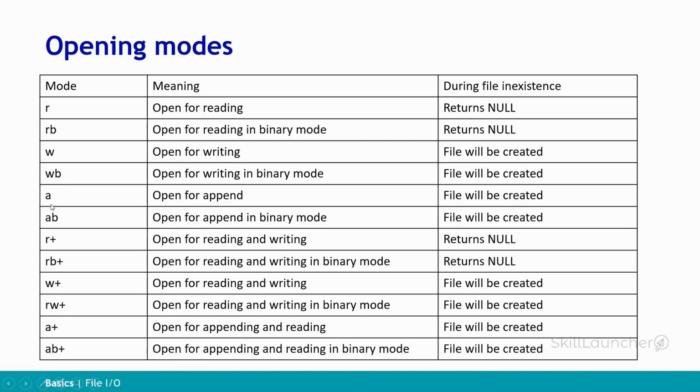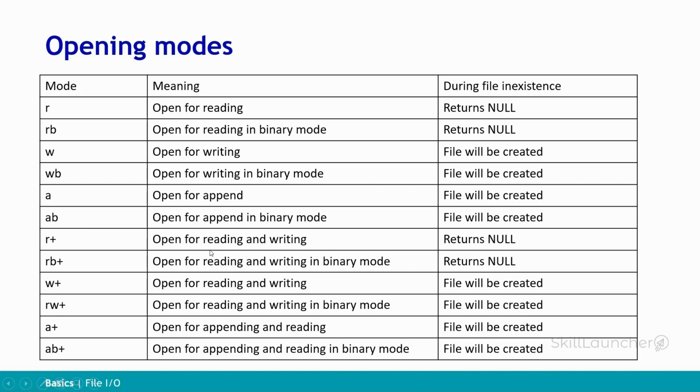Now comes the mode a, where we open the file in append mode. That is, if the file contains some data, then the next data we write would be added at the end of the file. Similarly, ab is used to open the file in appending mode for binary files.